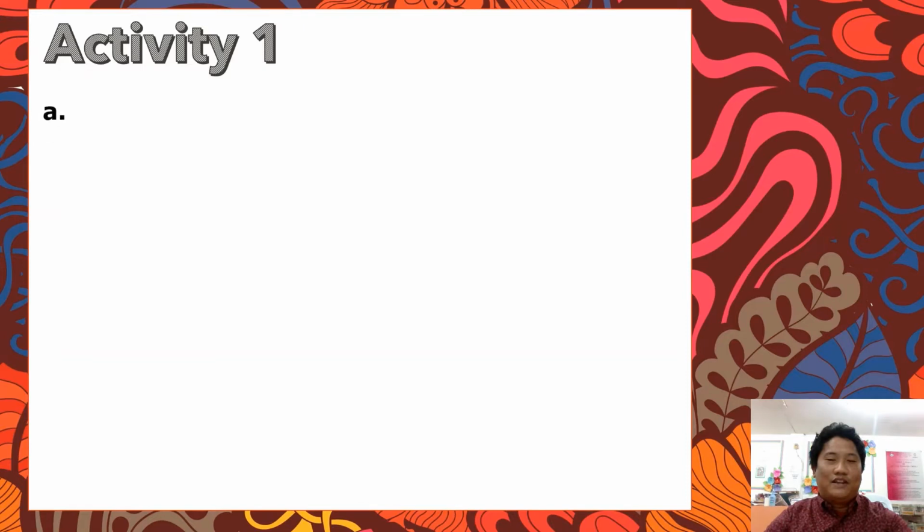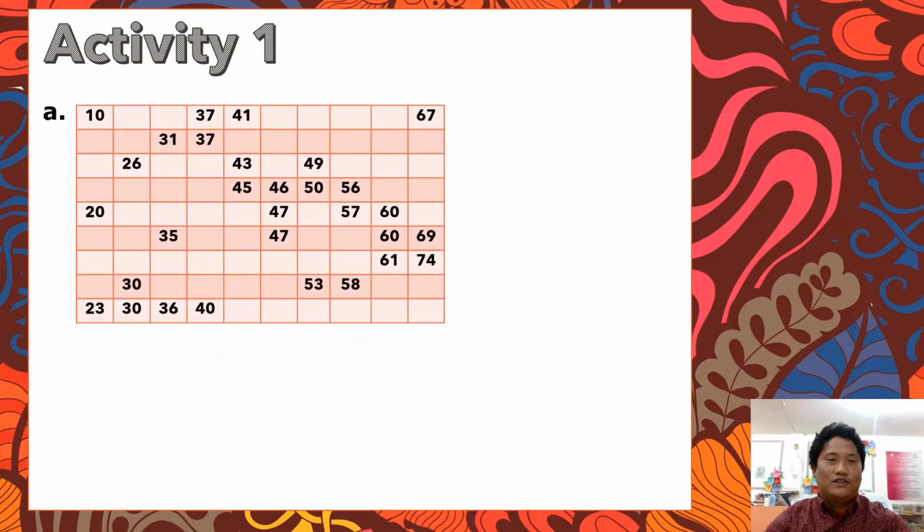So for my 30 scores, these are the scores that I have selected. For the mean, in order for me to solve for the mean of this sample, I have to add the 30 numbers and divide it by 30. So when I add 10, 20, plus 23, plus 26, until 74, divided by 30, the mean is 44.6. How about your answer?